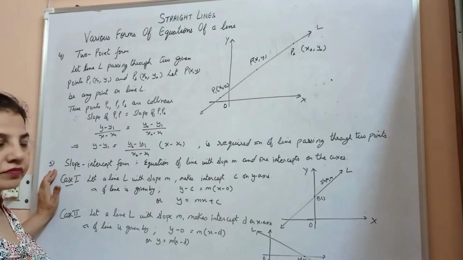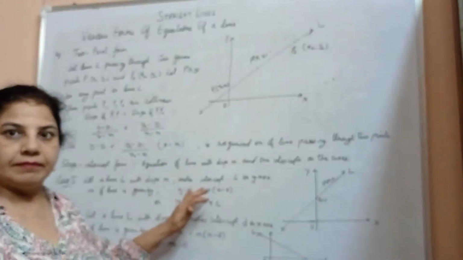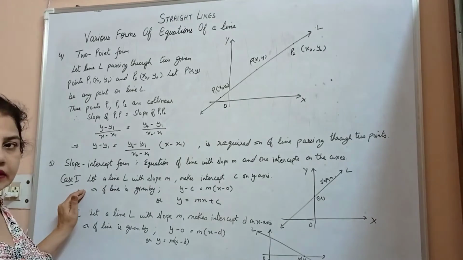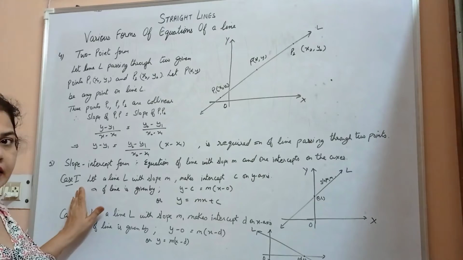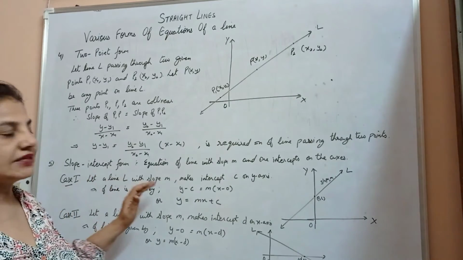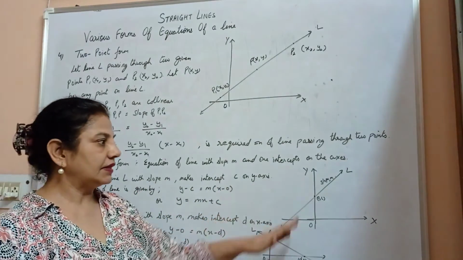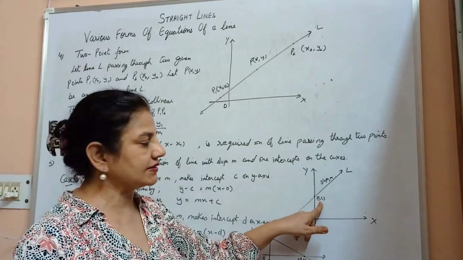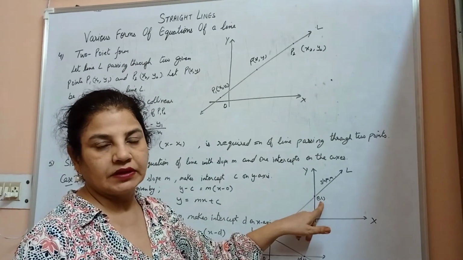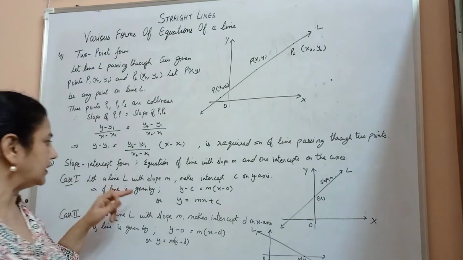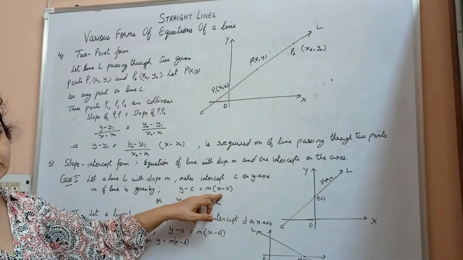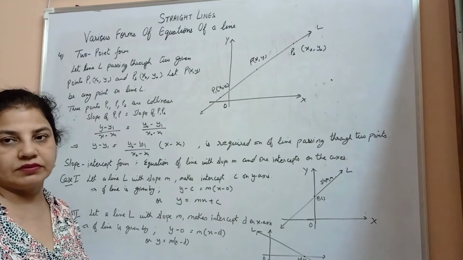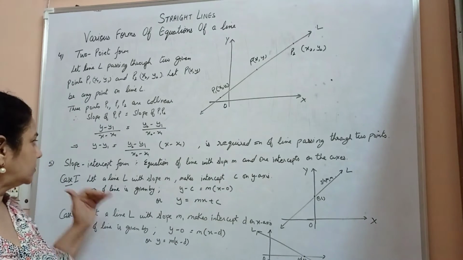Slope intercept form. Equation of a line with slope m and one of the intercepts on the axes is given to us. So here we consider case 1. Let a line L with slope m make an intercept c on the y-axis. That means this point is given as (0, c). Then by point slope form, the equation of the line is given by y minus c is equal to m times x minus 0. Or you can say y is equal to mx plus c is the required equation of a line in slope intercept form.